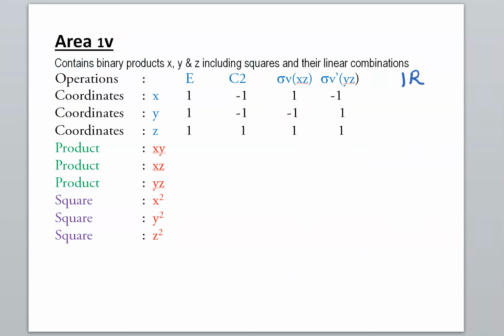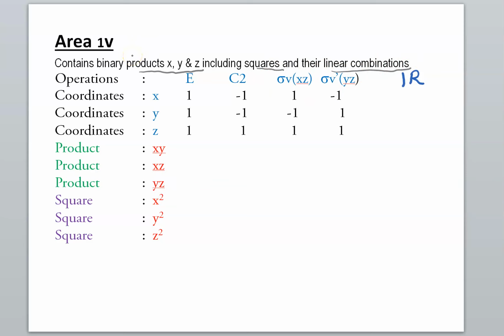Area 4 contains binary products of x, y, z, including squares and linear combinations. I already told you earlier: that is x, y, z, binary products of x, y, z. That is xy, xz, yz, etc., and their squares and linear combinations are present in area 4.